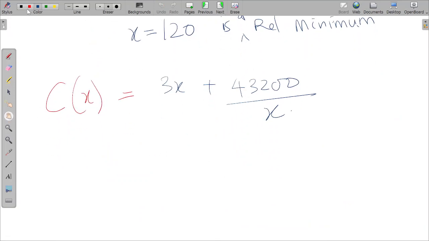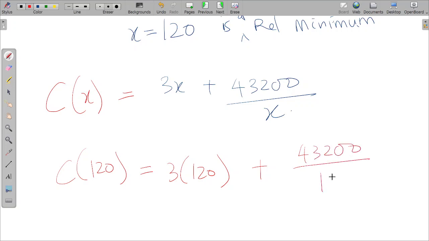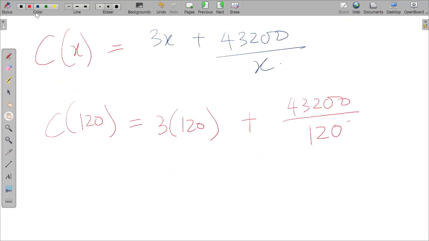Then we put 120 there, so C of 120 will give us 3 times 120 plus 43200 over 120. Try to find that. When you find that, the answer should give you 720. That is the cost in dollars, of course.